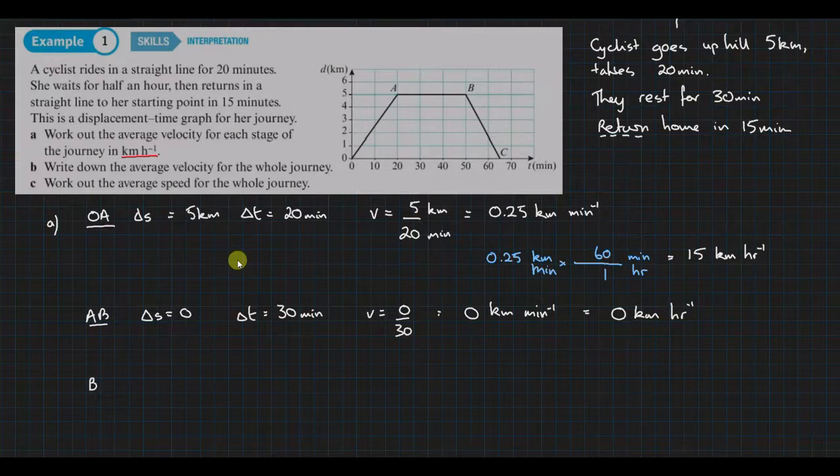B to C, which is strictly back to O. Change in displacement is we're now coming back 5 kilometres, 5 kilometres backwards. Change in time is 15 minutes. So my velocity is minus 5 over 15, which is minus 0.3 recurring kilometres per minute.